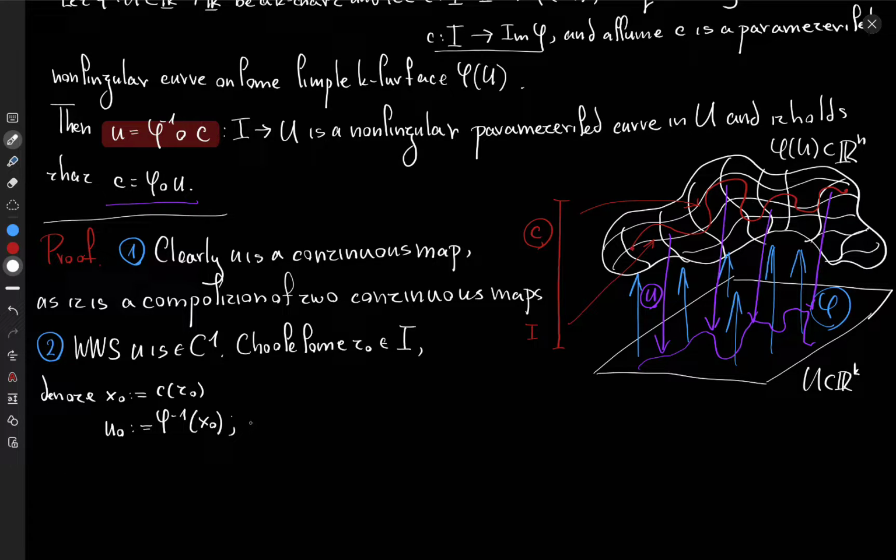Now, we know, by assumption, the rank of the Jacobian of phi at u0 is k, in other words, is the greatest possible. We know this by assumption because we assume that phi is a k-chart. And one of the assumptions of something being a k-chart is that the Jacobian is non-zero everywhere. That the Jacobian is non-singular, and has the greatest possible rank, which is k in this case.